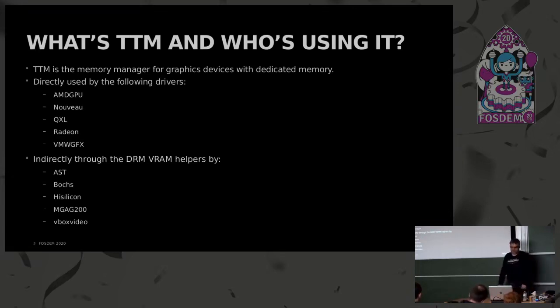As I said, TTM is directly used by AMD GPU, Nouveau, QXL, Radeon, and VMware Graphics. And the guys from VMware Graphics, original Tungsten Graphics, are the ones who originally wrote it and merged it into the Linux kernel. Additional to that, TTM is used indirectly through the DRM-VRAM helpers by AST, Box, HiSilicon, MGA 200, and the Virtual Video Box video driver.